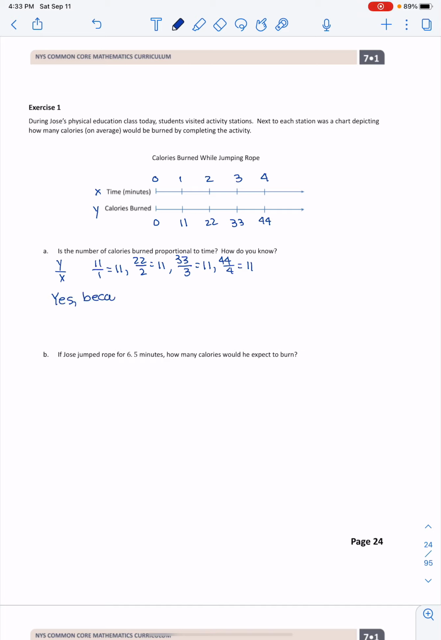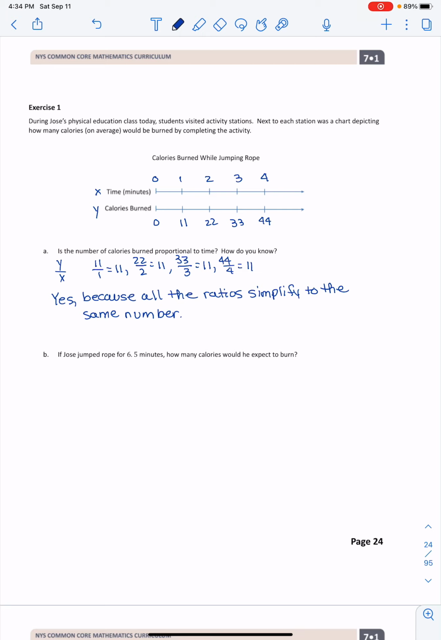So the answer is yes, because all the ratios simplify to the same number. It says if Josie jumped rope for 6.5 minutes, how many calories would he expect to burn?